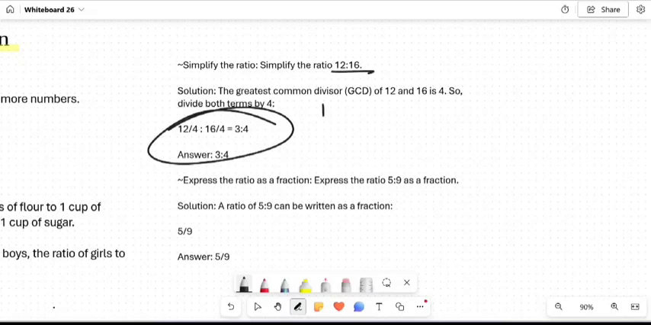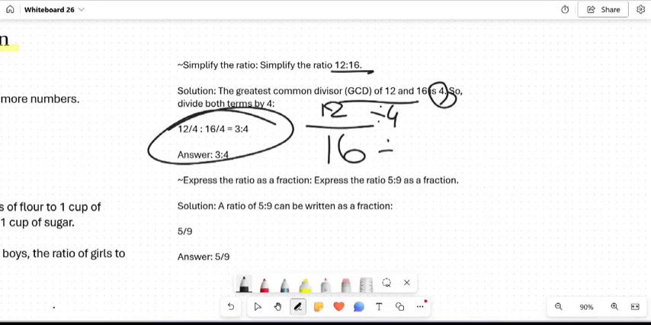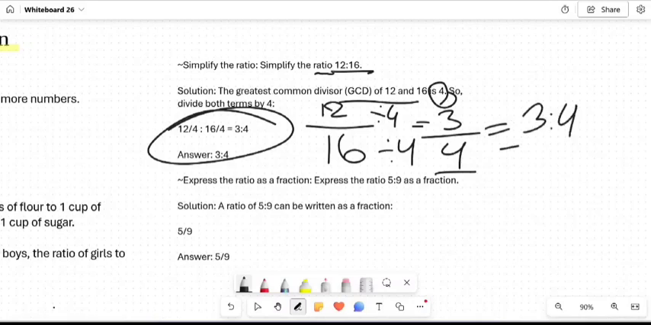So 12 is to 16, we will write it in a fraction form, which is 12 by 16. Now we have to find the greatest common factor or the HCF, highest common factor. Okay, so the HCF will be 4. Now we have to divide both of these numbers by 4. We get 3 by 4. Am I right? Okay, so now they are telling us to simplify the ratio, so we have to tell the answer in ratio only. We found it in fraction, so in ratio form it will be 3 is to 4. Okay, the answer over here is 3 is to 4.